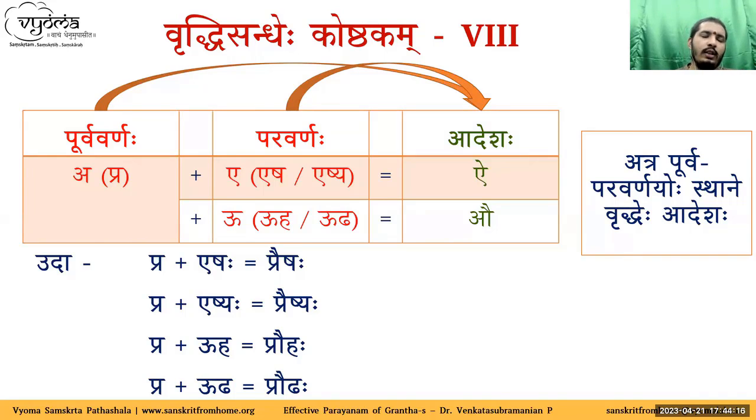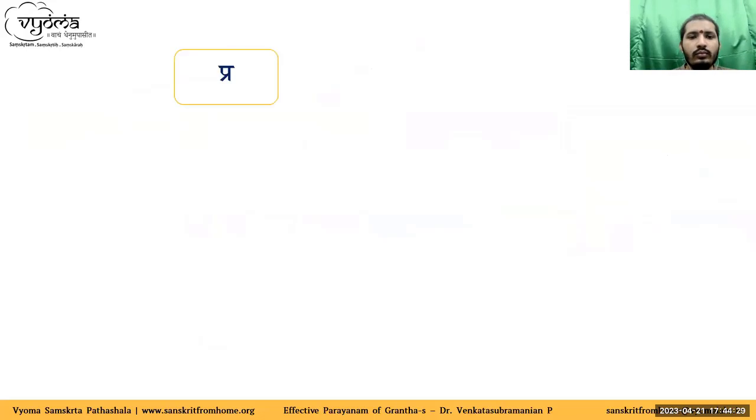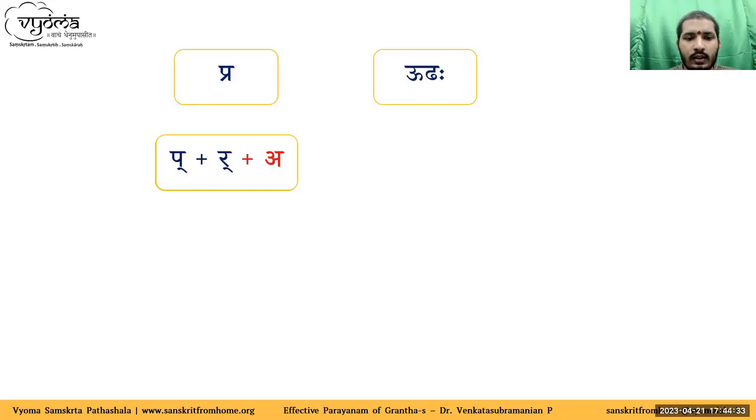This is again an exception for pararupa and gunasandhi. The second row is an exception for Gunasandhi. The first row is an exception for Pararupasandhi. How this Sandhi occurs is given in this slide.